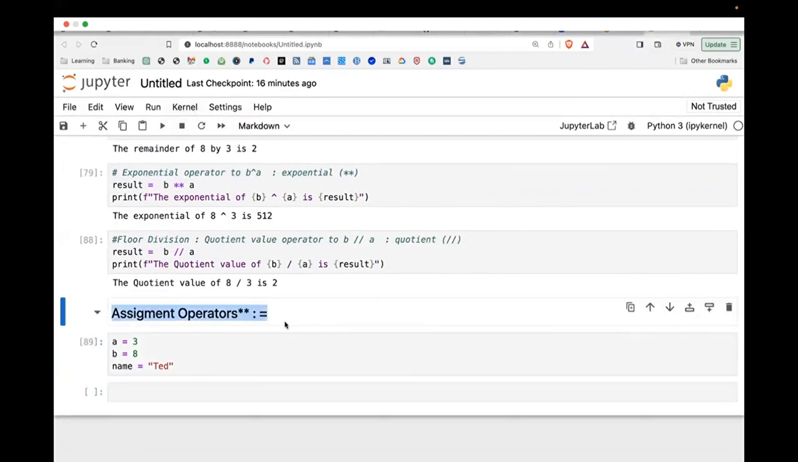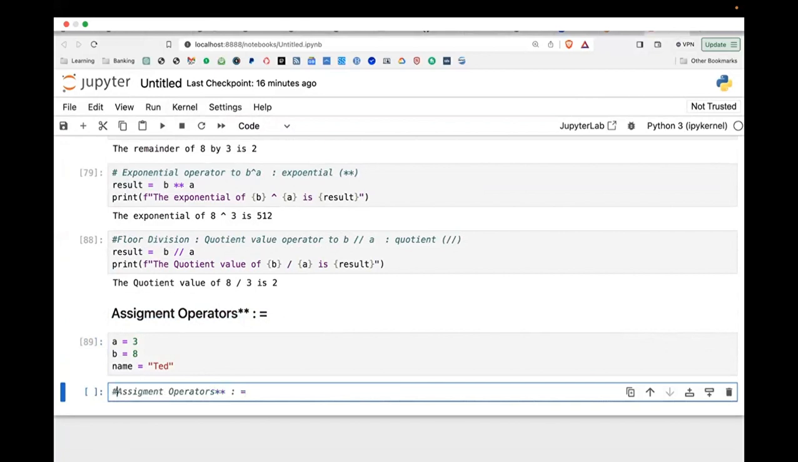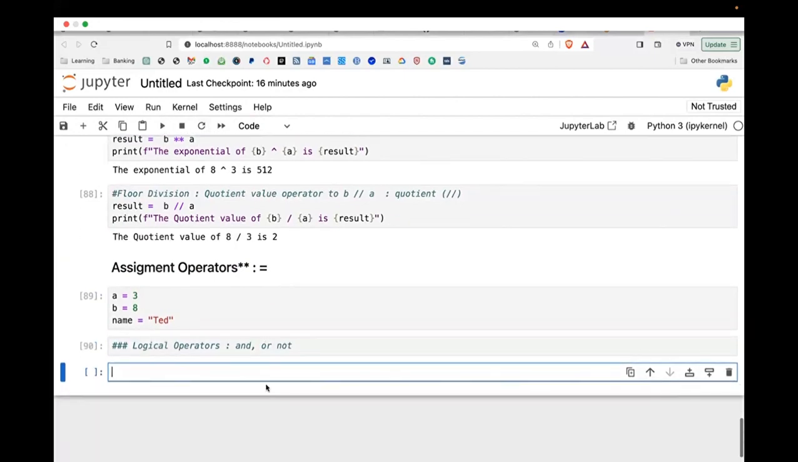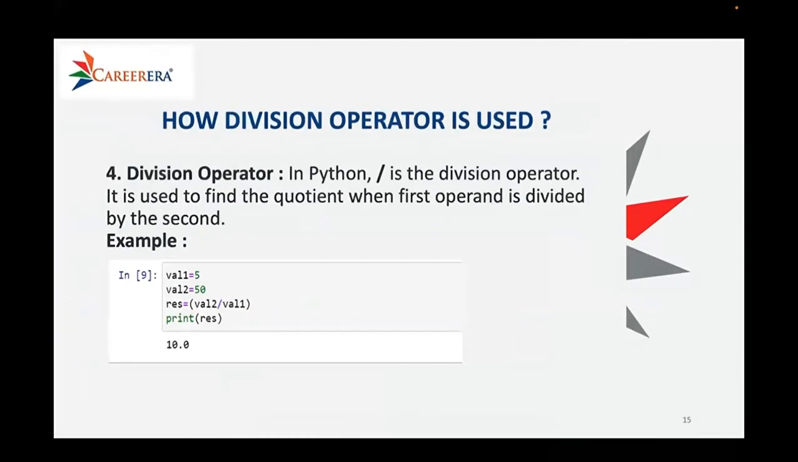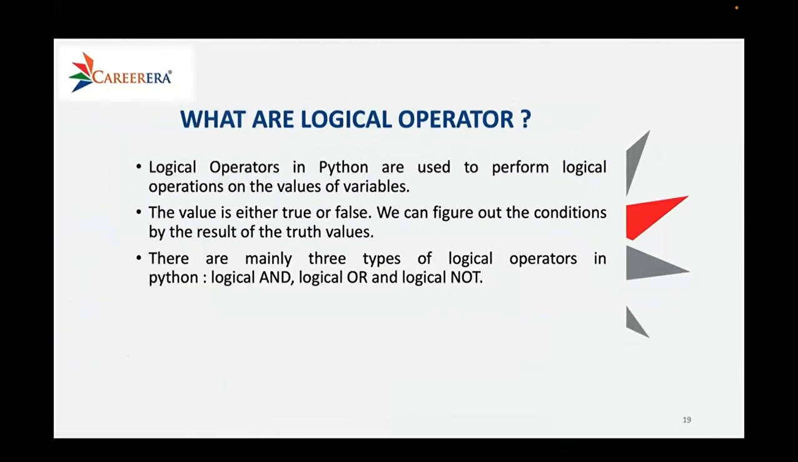Now we are going to write another example, and that example is called logical operators. Logical operators would be and, or, not. So what exactly happened in this case? Just read the first slide, then you will understand it. Then I will go with the code example. Logical operators in Python are used to perform logical operations on values or variables, and the value is either true or false. You can figure out a condition by the result of true and false. There are three types: logical and, logical or, logical not.